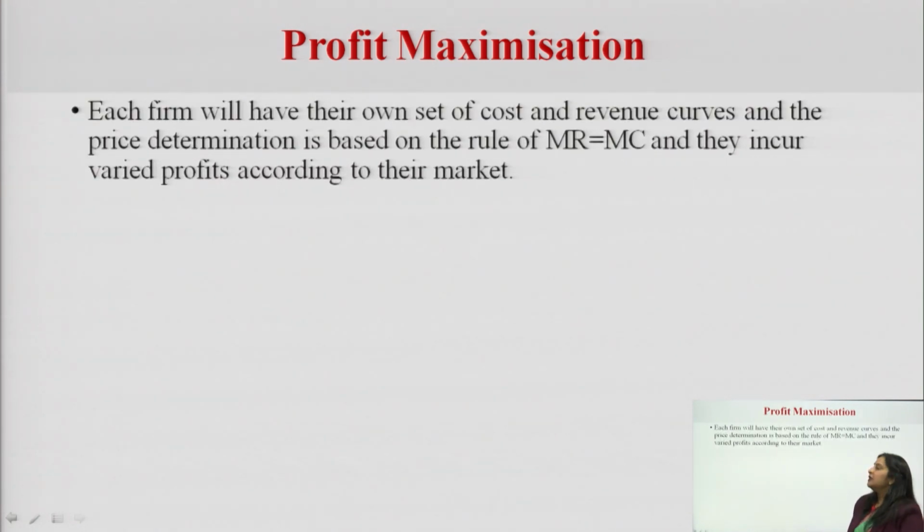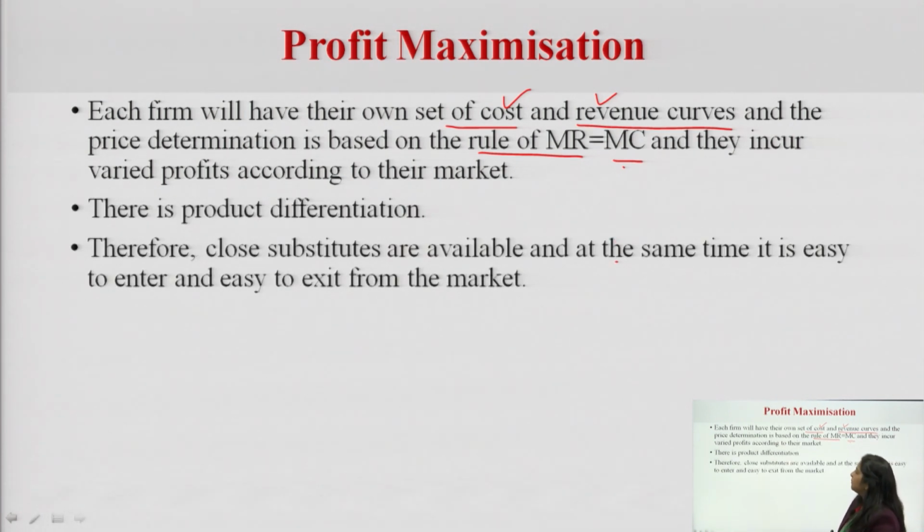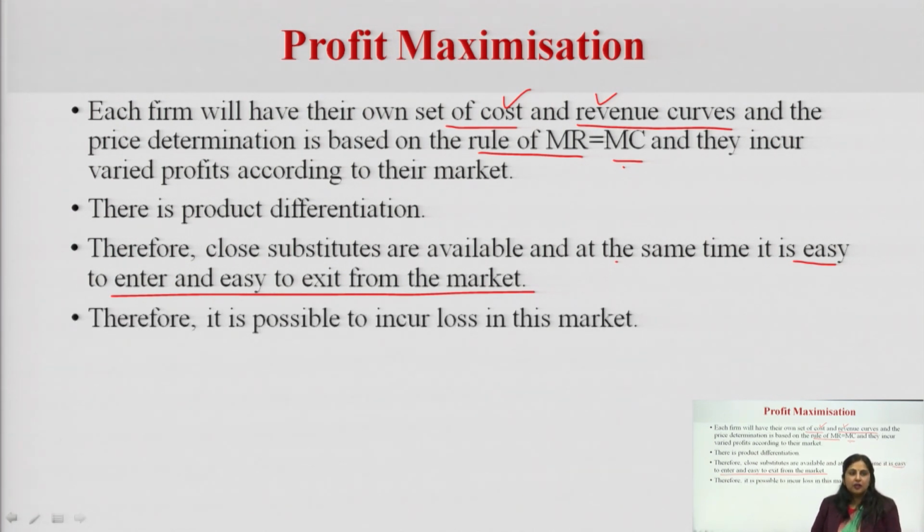Here each seller has its own set of cost and revenue curves, and the price determination is based on the rule of MR and MC, where MR equals MC, and the profit depends again on the cost and the revenue. It depends on product differentiation, because we are saying that these are close substitutes. We are also saying there are no restrictions to entry and exit, easy entry and easy exit from the market. That again affects the profit condition of the seller.